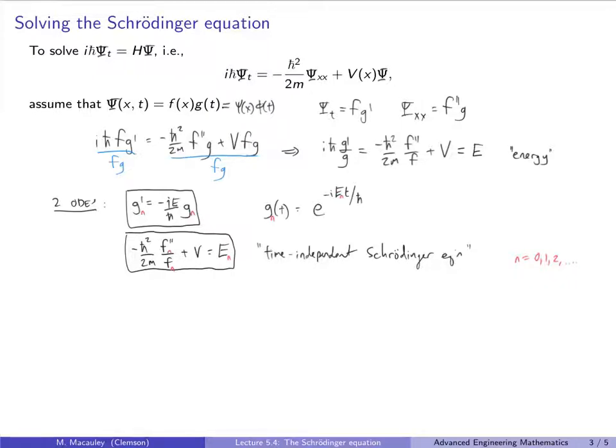Also notice the special case I mentioned before. When the potential is 0, this equation is i h bar psi t equals negative h bar squared over 2m psi xx, and these two things are very familiar, things we've seen before. And that's what we'll do next.